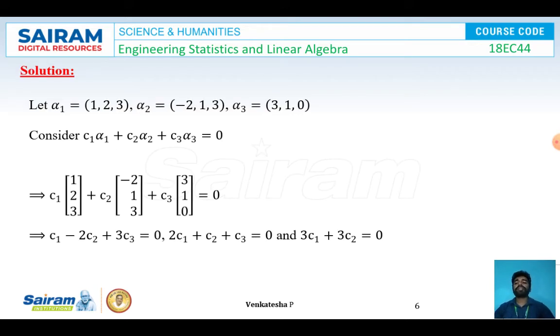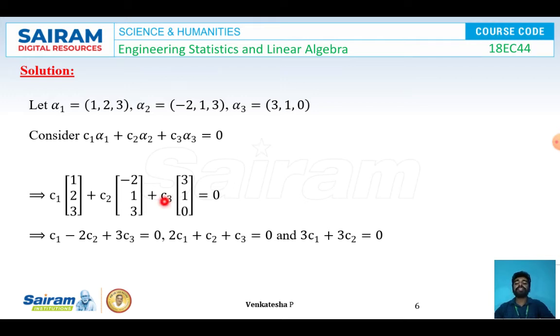So I'm going to consider alpha 1 equal to (1, 2, 3), alpha 2 equal to (-2, 1, 3), and alpha 3 equal to (3, 1, 0). The first thing I'm going to check is whether alpha 1, alpha 2, alpha 3 are linearly independent or not. For that, I consider C1 alpha 1 plus C2 alpha 2 plus C3 alpha 3 equal to 0. So it will be C1 times (1, 2, 3) plus C2 times (-2, 1, 3) plus C3 times (3, 1, 0) equal to 0.